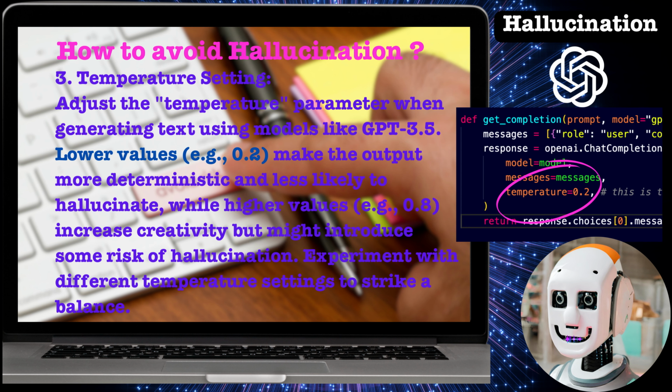Number 3. Temperature setting. Adjust the temperature parameter when generating text using models like GPT 3.5. Lower values, for example 0.2, make the output more deterministic and less likely to hallucinate, while higher values, for example 0.8, increase creativity but might introduce some risk of hallucination. Experiment with different temperature settings to strike a balance. We will cover this in detail in an upcoming video.